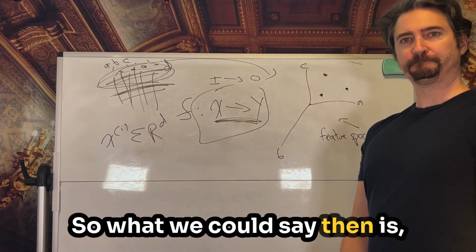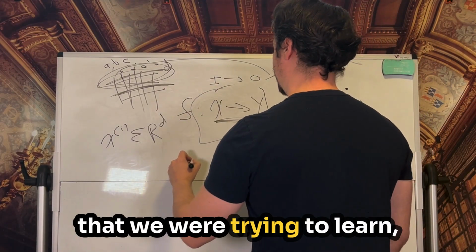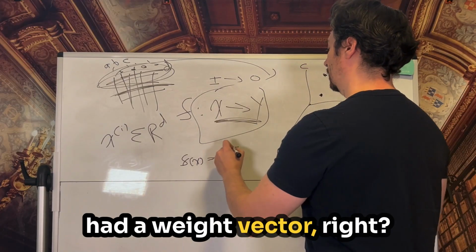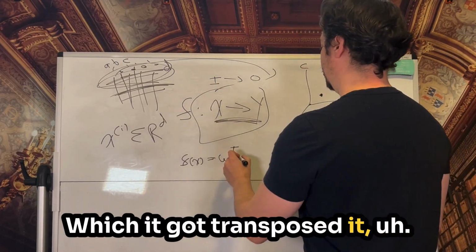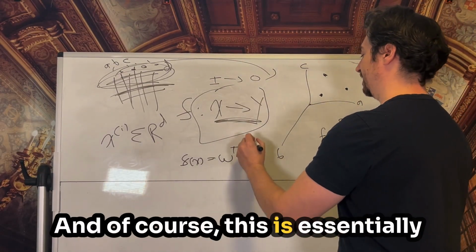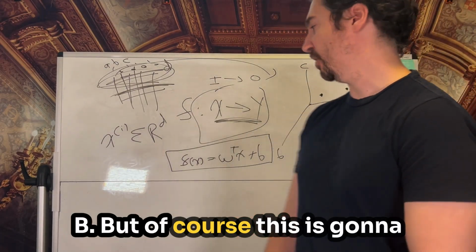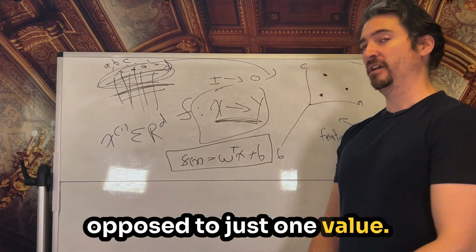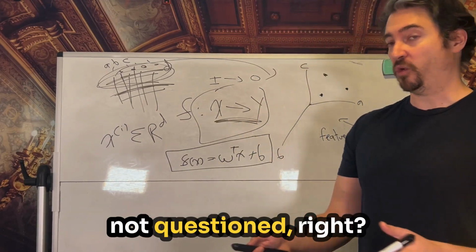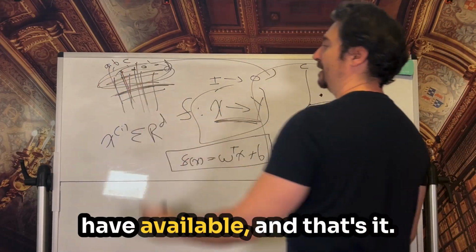So what we did say in the first lesson is that the function we were trying to learn was basically a weight vector, which got transposed. It has a dot product with the input data, and then it has a bias to it. And of course, this is essentially just the equation of a line, similar to mx plus b, but of course, this is going to be a vector of weights as opposed to just one value. But same idea. So the feature space here is assumed. It's not questioned, right? We build the feature space out of whatever data we have available. And that's it.